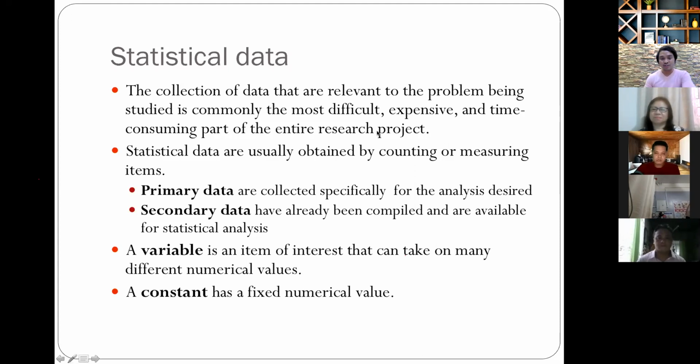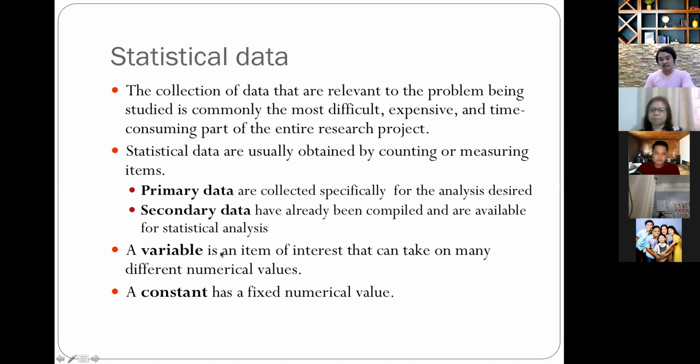But we have no option but to really understand the statistics. This time, understanding na lang kailangan natin. Wala nang computing kasi nga meron na software na ginagamit. And statistical data are usually obtained by counting or measuring items. And when we talk about data, they are categorized into two. We have the primary data and secondary data.